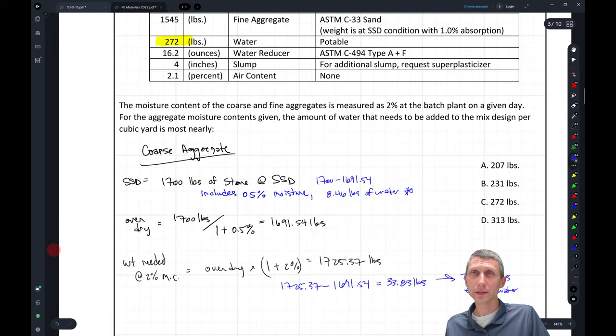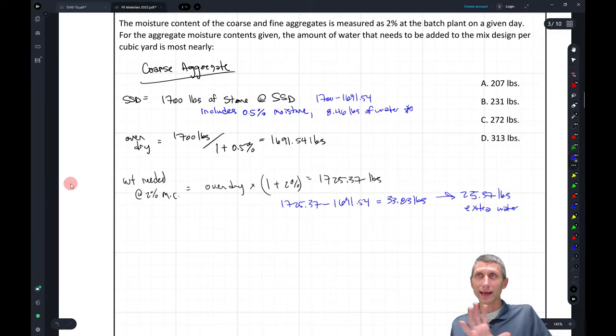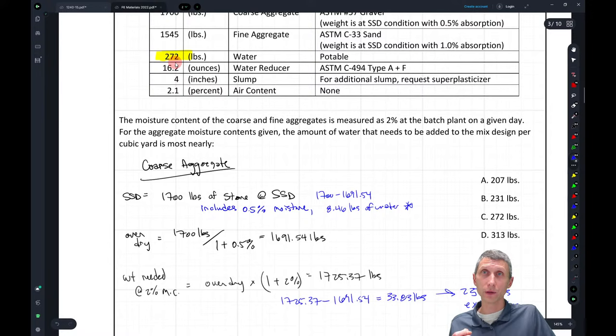You can't see it. My head's in the way. But basically, I'm probably talking way too much about this, but we want it at SSD. We bring it back to oven dry to figure out what is just the stone, no water, right? And then we add that water back in to figure out what it actually weighs at the 2%. And we can figure out the difference between what we need to provide and what we have in our design mix, and the extra water. Okay, so we're going to have to subtract this water from the 272 that's specified. Because when we scoop up our stone, there's excess water, and that's going to come back off of this 272.